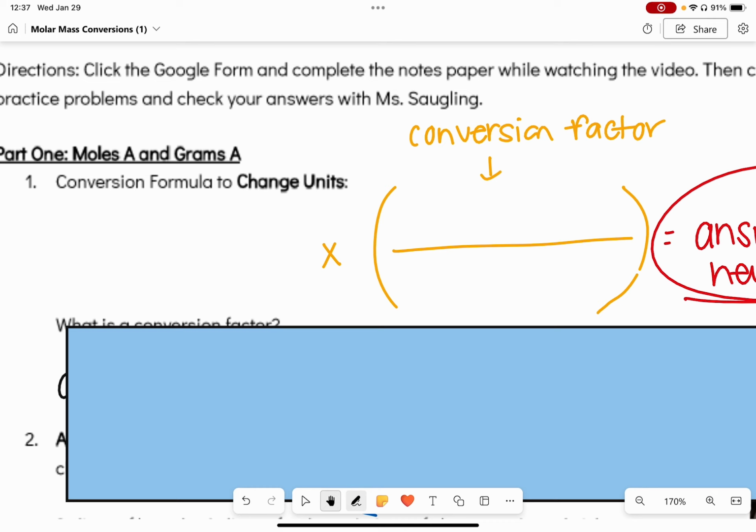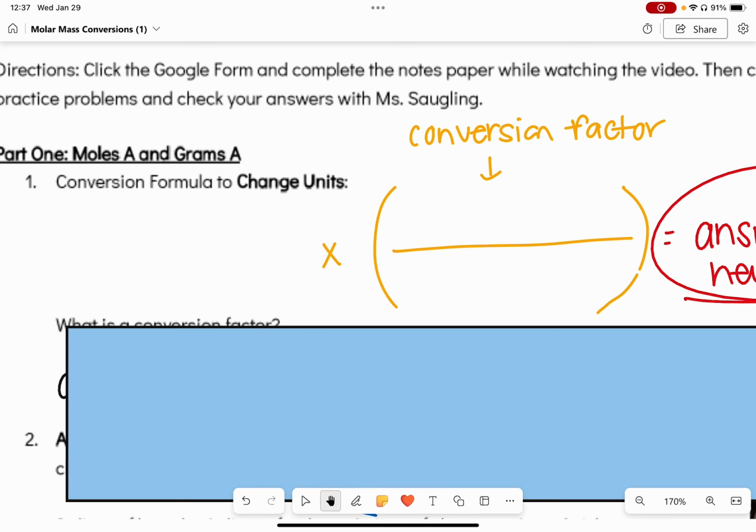Okay. So in order to change between units, we're going to use a conversion formula. Now, this formula needs to be used every single time you have a question. I am specifically looking for how you set it up, because how you set it up can determine how you put it in your calculator and whether you will get the question right or wrong. So the formula needs to be written out on your paper every single time.